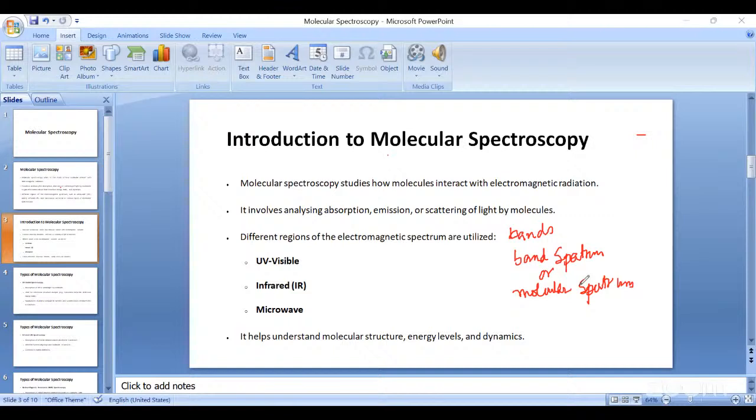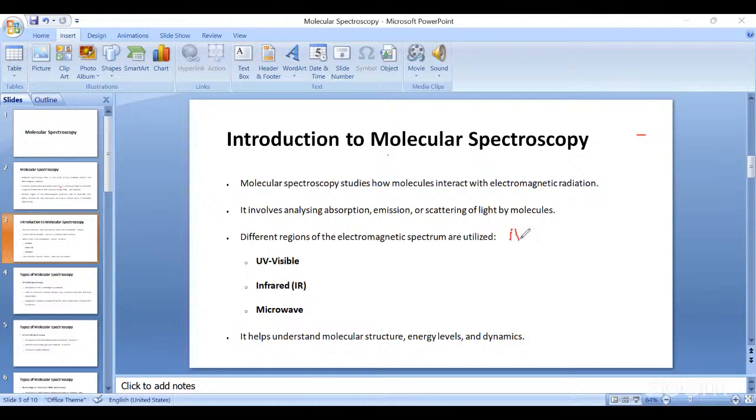So as I told, the molecular spectrum can mainly be divided into three spectral regions. What are those spectral regions? We are going to see three types. These are divided into three different types of spectral regions, corresponding to different types of transitions between the molecular energy states.